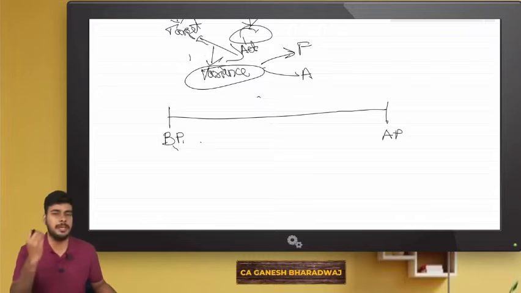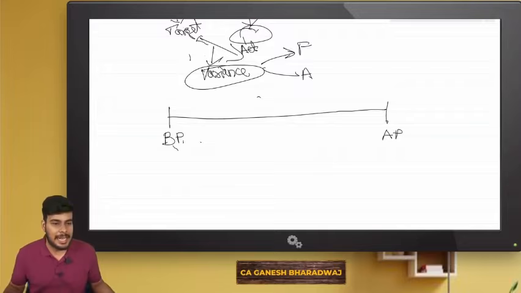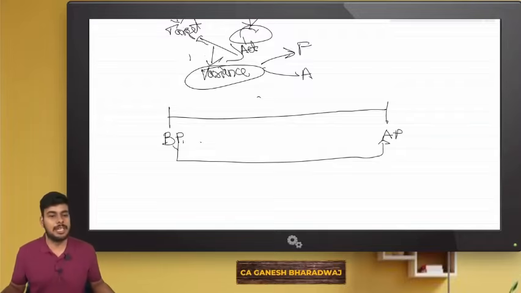Mostly, 99.99%, it will never match. You can't predict to the point, obviously. There will be a difference between the budgeted profit and your actual profit. This is called profit variance.